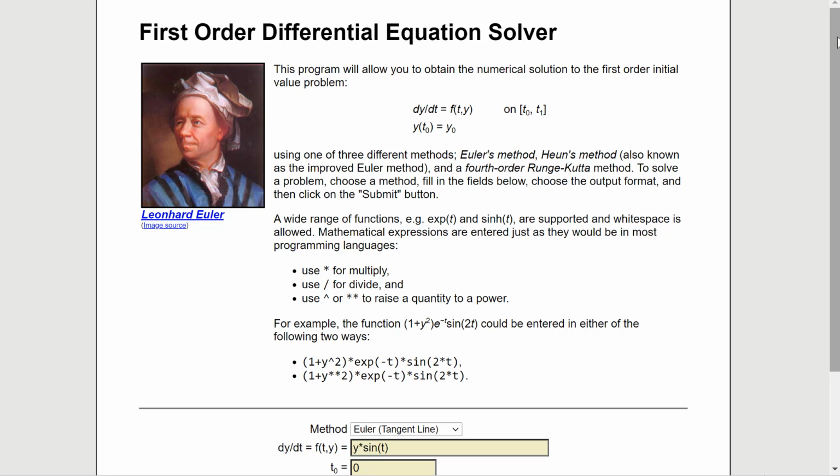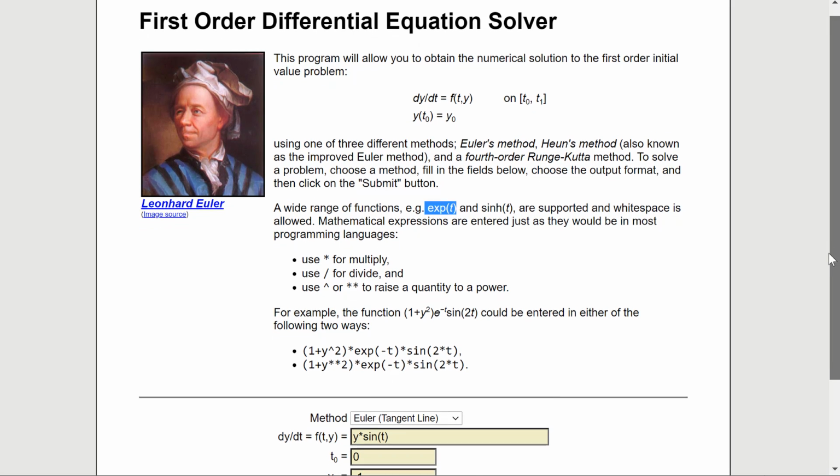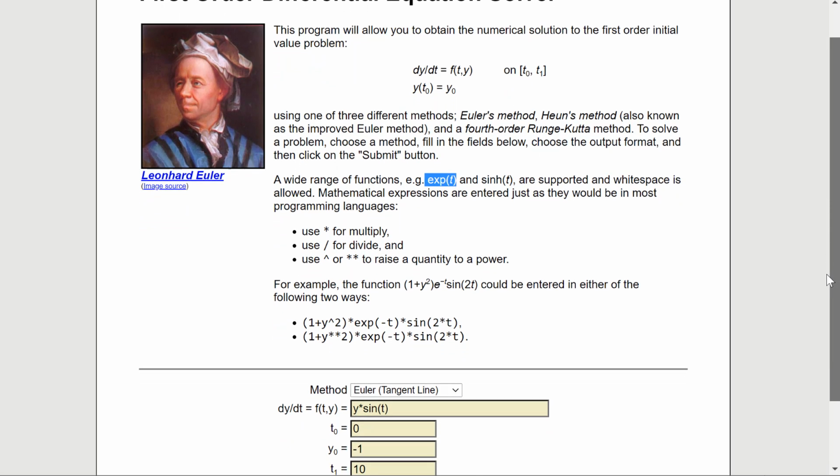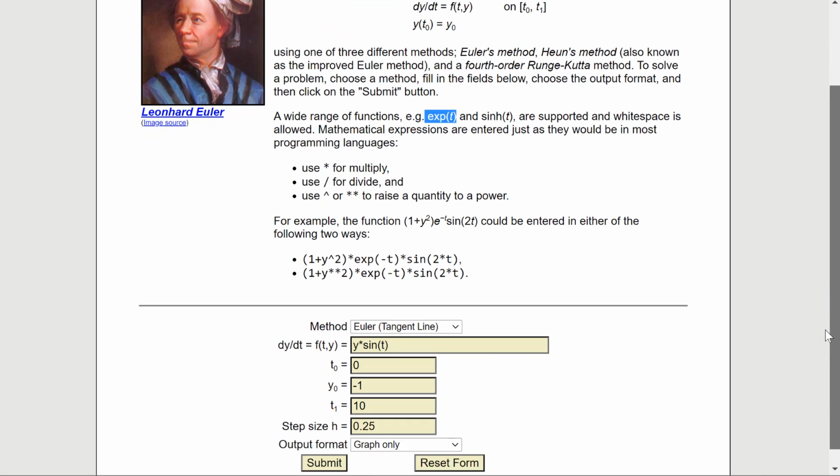And then it has some instructions there about how to enter functions. So for example, you'll use exp(t) to enter e to the t, and hyperbolic sine is there. And then some other instructions here about star for multiplication, a slash for divide, and a caret or double star for powers. And just some reminders here that you need to put some parentheses around the arguments of your functions.